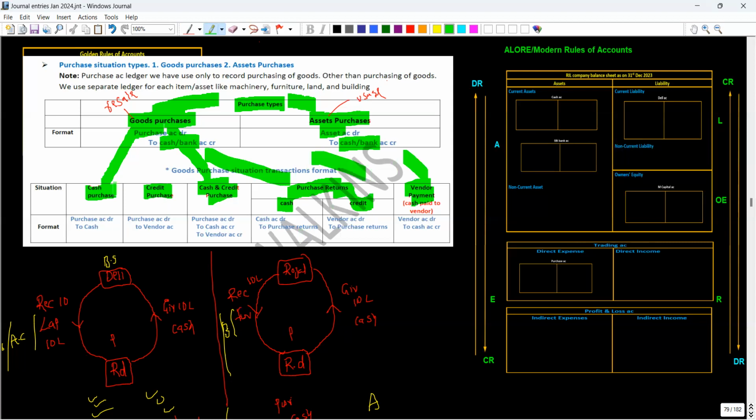So again we have 1 and 2 and 3 and 4 and 5 and 6. Total 6 varieties of journal entries.